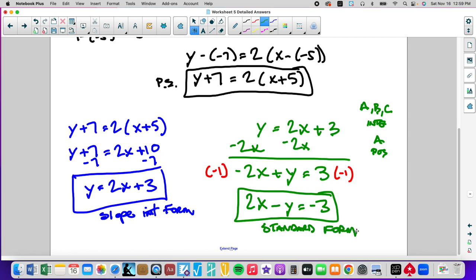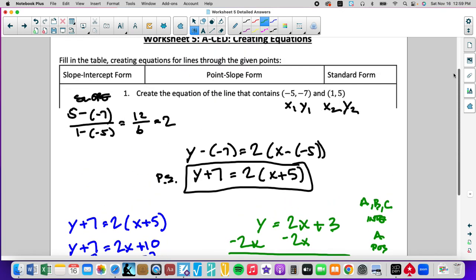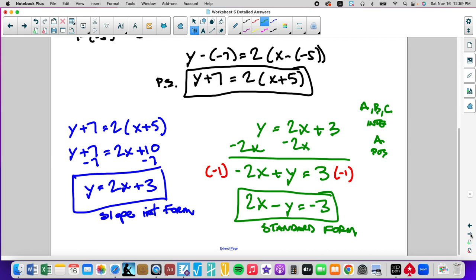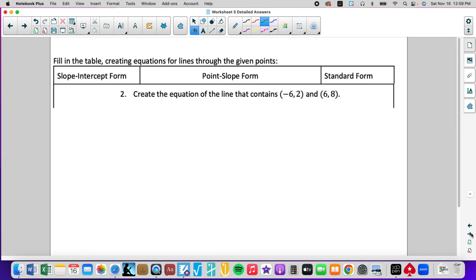So that's how we do this problem. Relatively easy. Now we have the same points. We're provided points. So x sub 1, y sub 1, x sub 2, y sub 2. Let's find the slope first.